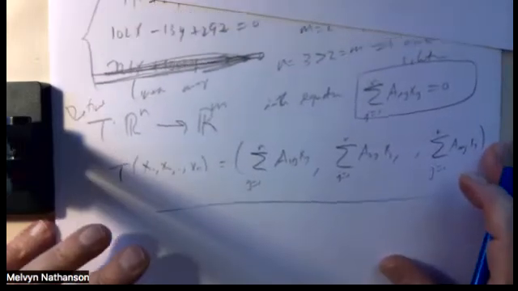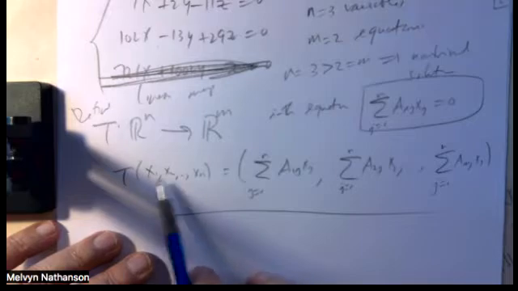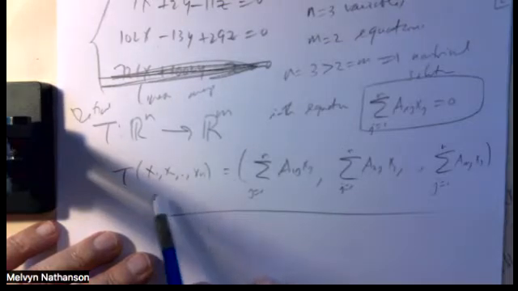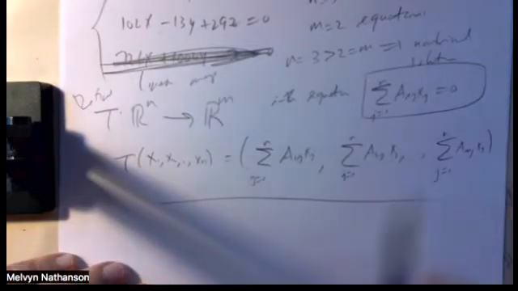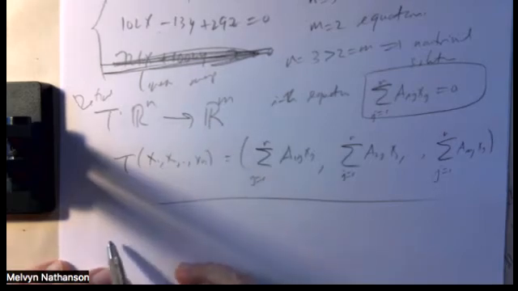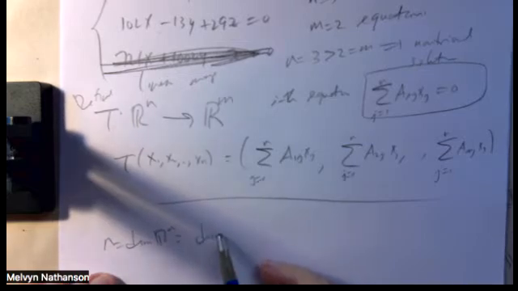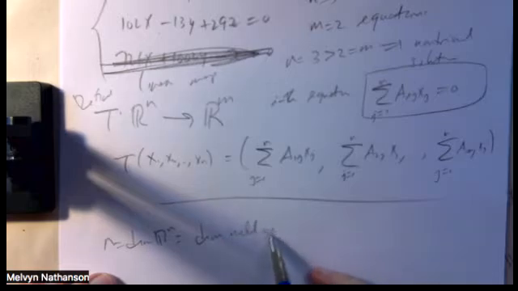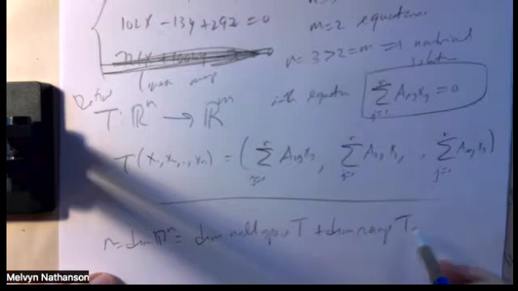So this map is linear. How do you know it's linear? Well, you can just write down two vectors, x1 up to xn and y1 up to yn, and check this. It takes a big piece of paper. You can check it. This is linear. Rn to Rm, what does that mean? It means that by the fundamental theorem, n, which is the dimension of Rn, is the dimension of the null space of T plus the dimension of the range of T.